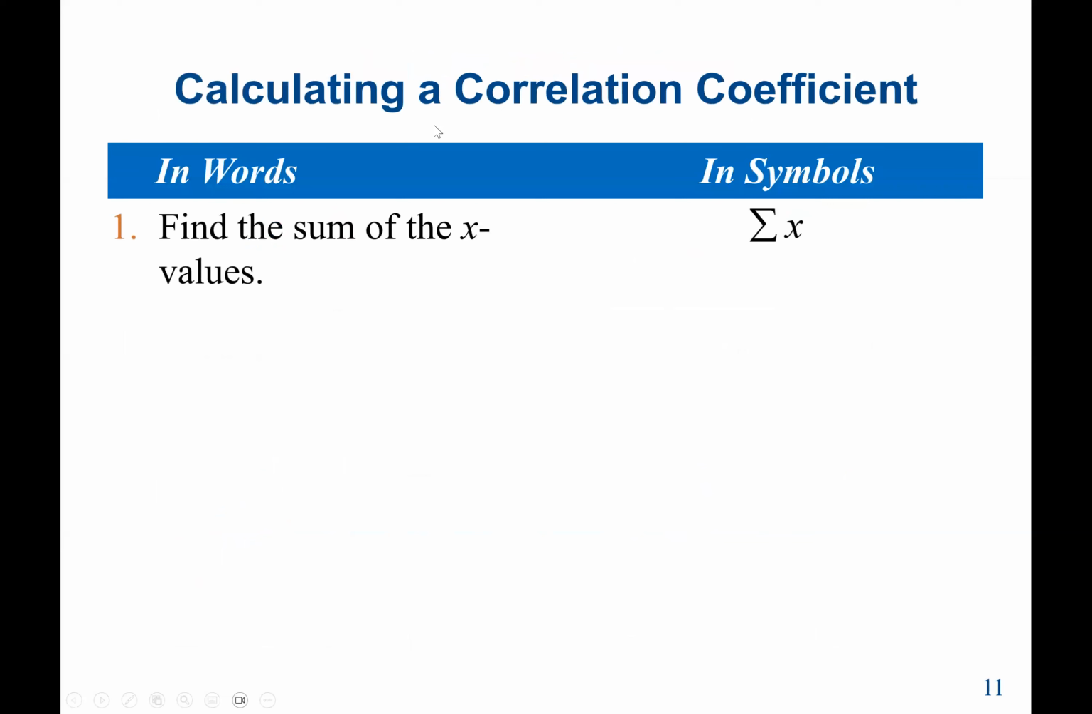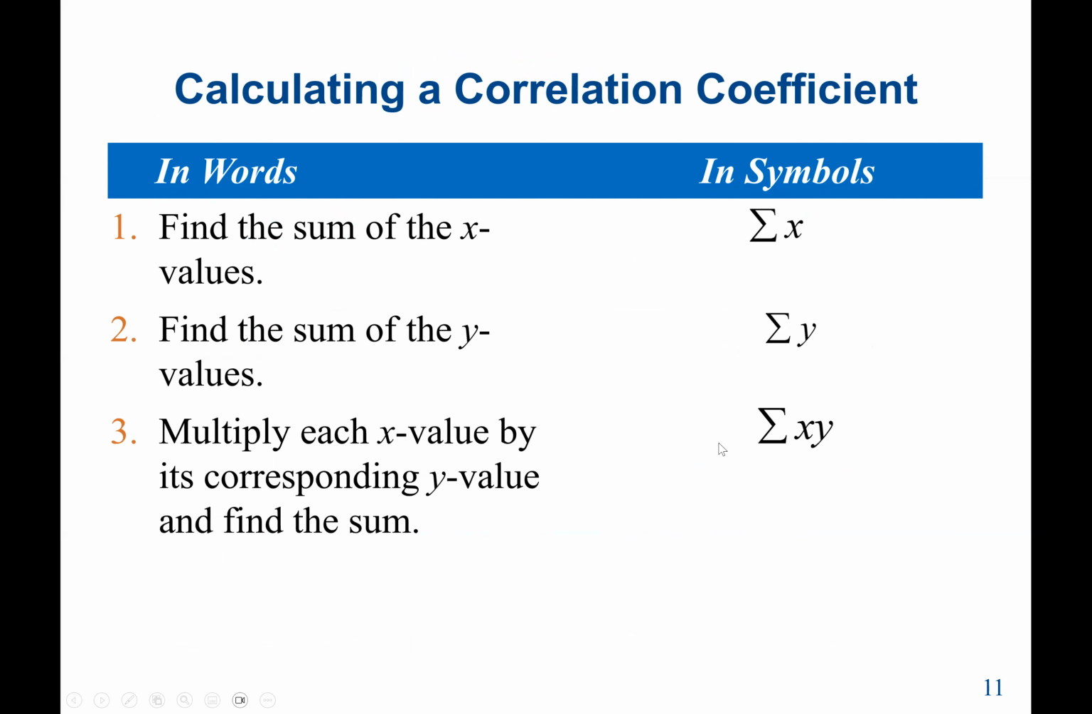Now, how do we calculate the correlation coefficient? Again, we saw the formula in our previous slides. First thing we should do is to find the sum of the X values. Then we also find the sum of the Y values, because we are going to use these sum values in the formula. Then next, we also have to find the sum of the product of X and Y, which means we multiply each X by its Y and sum them.